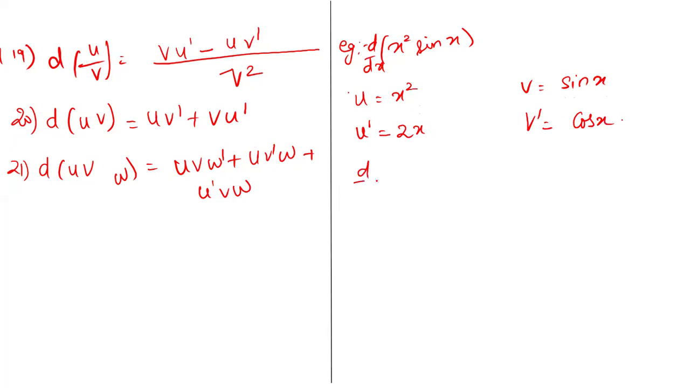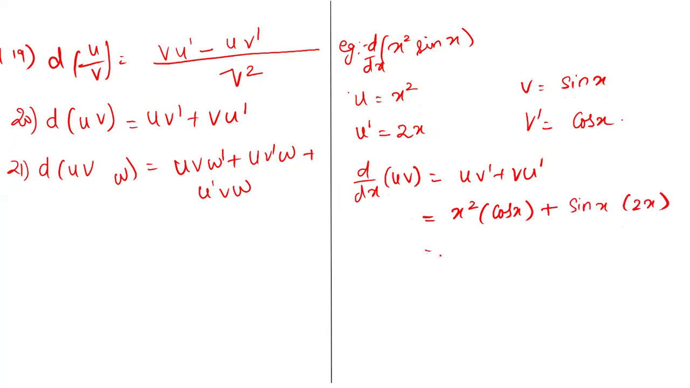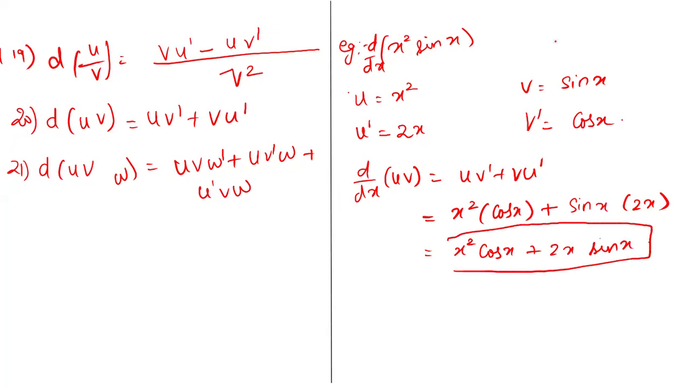You know the formula, differentiation of uv is u v dash plus v u dash. So u is x square and v dash is cos x, plus v is sin x and u dash is 2x. If I write it in a simplified version, x square cos x plus 2x sin x, this is your final answer. This is your required answer.